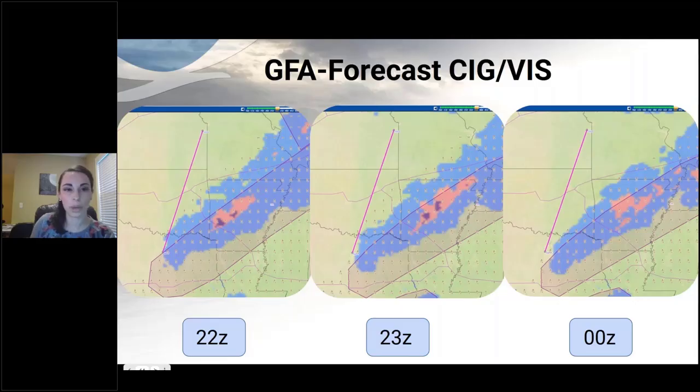So by 22, it looks like most of our route is pretty clear. 23, it looks like even more so. And then by 0Z, which we could potentially be arriving around that time, it looks like the low clouds have moved to the east of our arrival airport. Next slide.